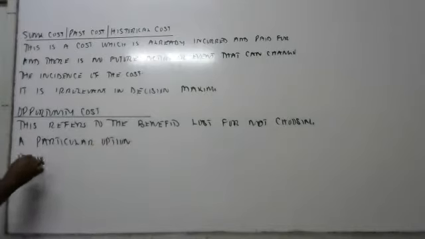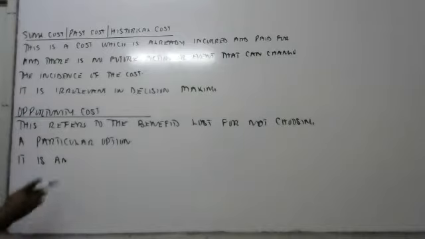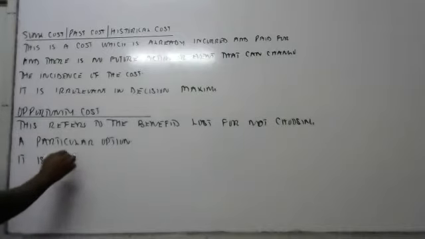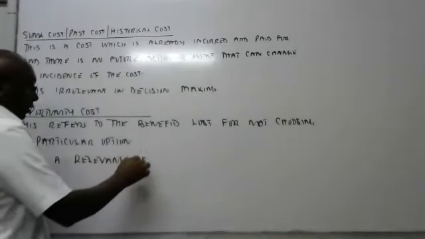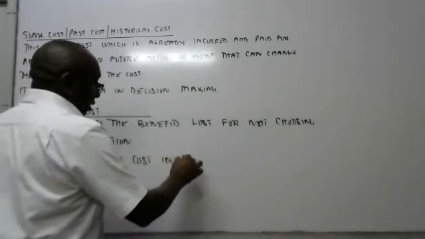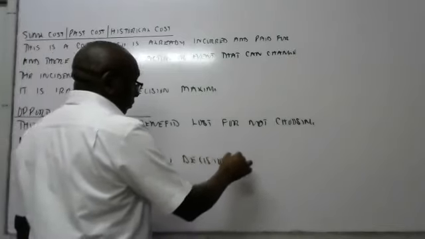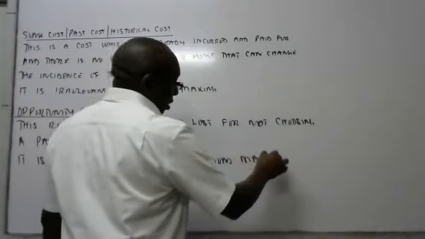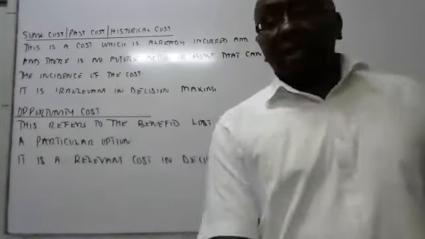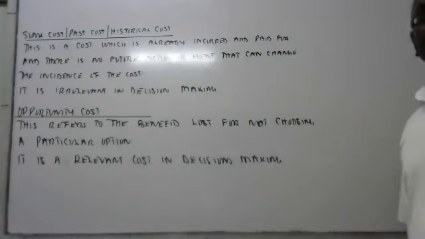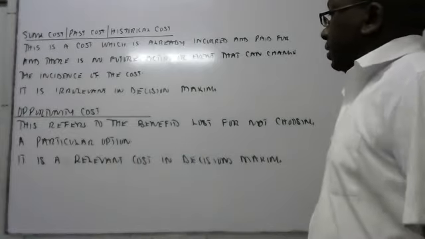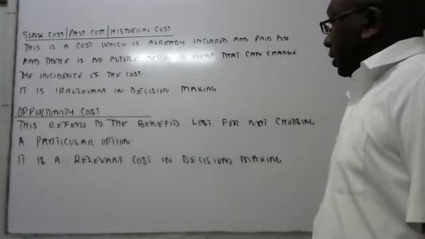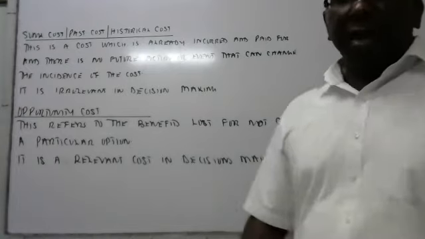It is a relevant cost in decision making. So that is what we mean by opportunity cost. This refers to the benefits lost for not choosing a particular option. It is a relevant cost in decision making.